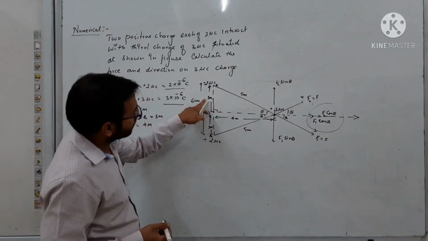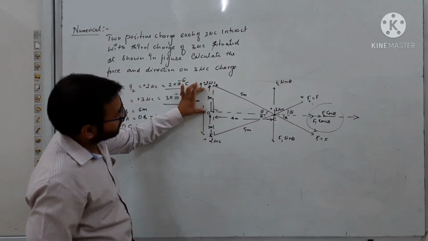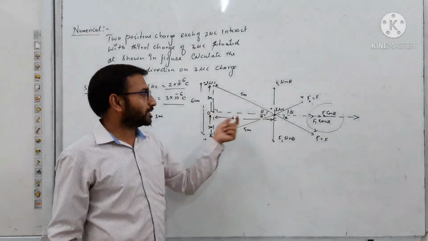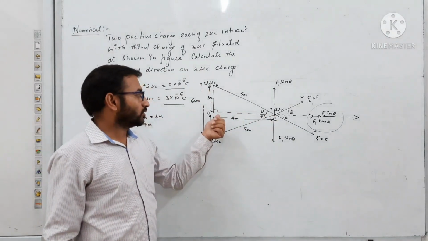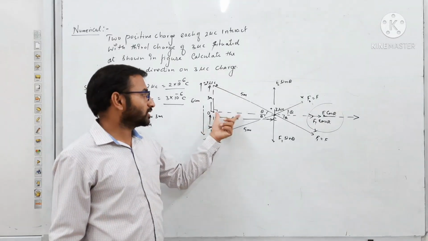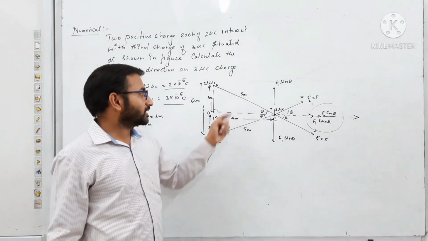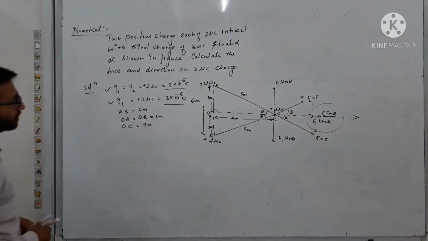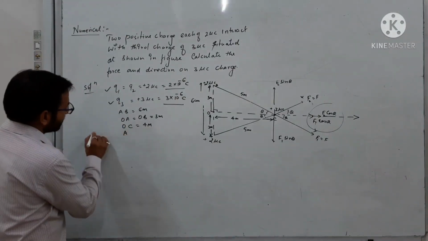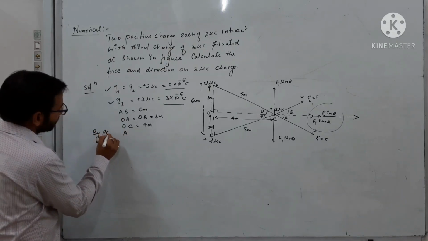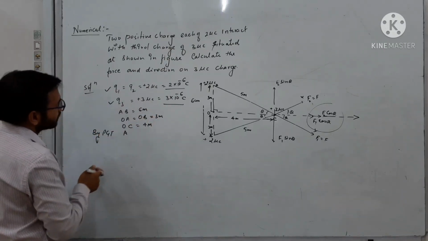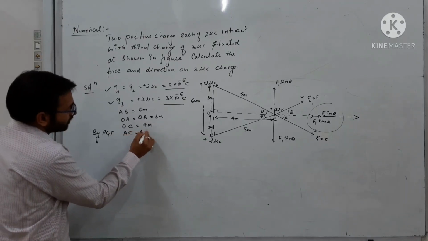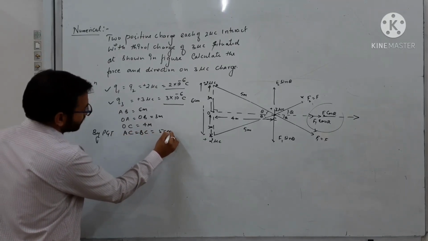And one more thing: 3 meter is the distance from O to A, and point C is perpendicular to AB, so we can easily see by using the Pythagoras theorem that AC and BC are 5 meter distance. So we can write, by PGT, AC is equal to BC, which equals 5 meter.